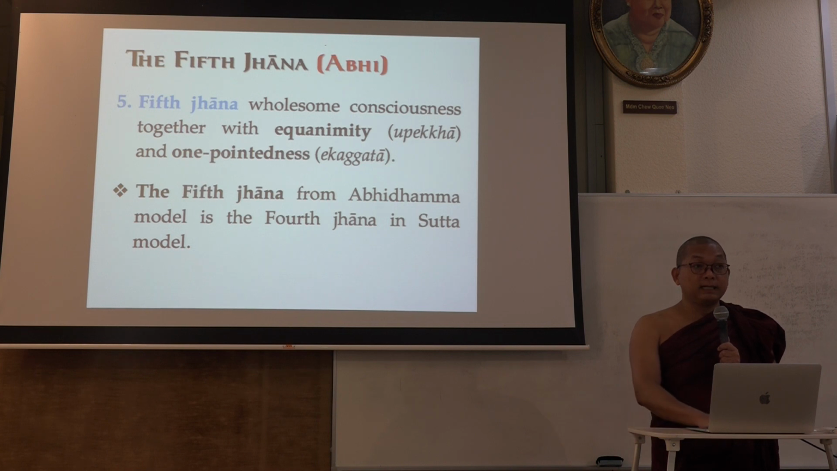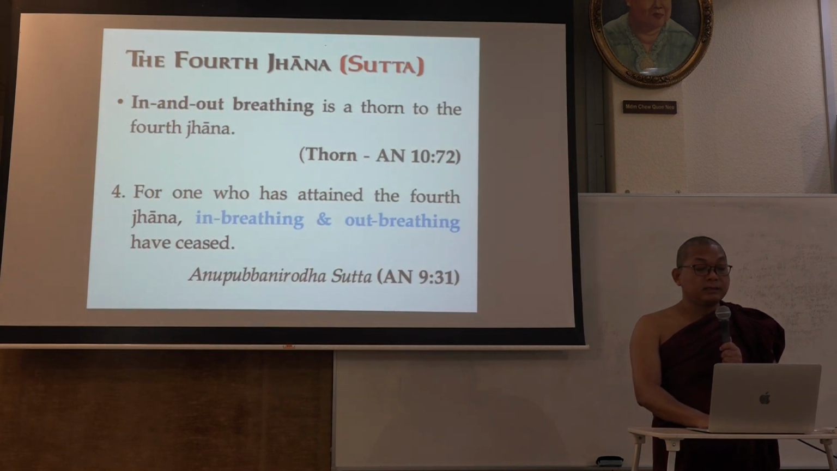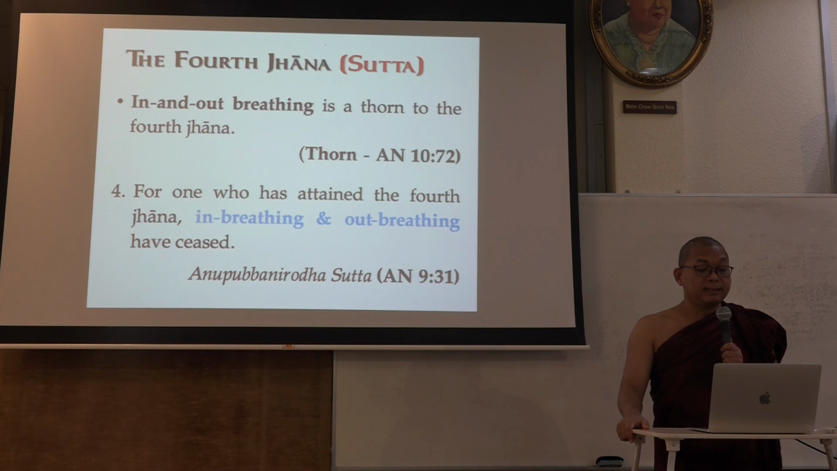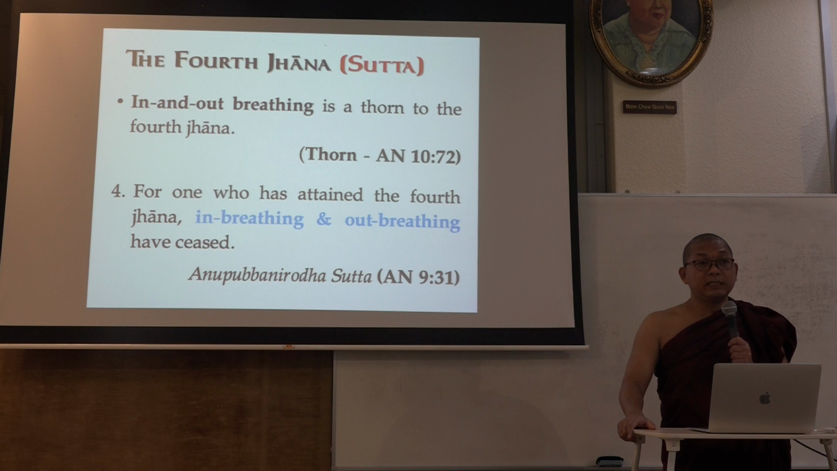When the Buddha talks about the fourth jhana in the suttas, the Buddha said that in and out breathing is a turn to the fourth jhana. In another sutta, the Buddha said that for one who has attained the fourth jhana, in-breathing and out-breathing have ceased. When you are still breathing, that means you cannot go to the fourth jhana. You cannot go to the fifth jhana in the Abhidhamma model. So actually in many suttas, the Buddha stated that. It is quite interesting.